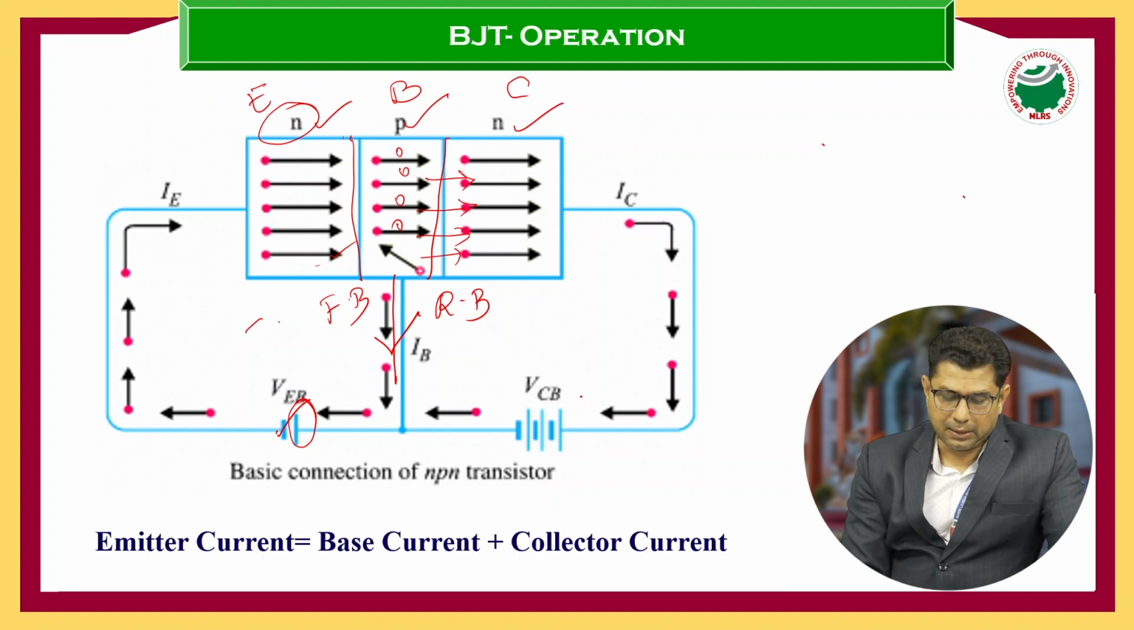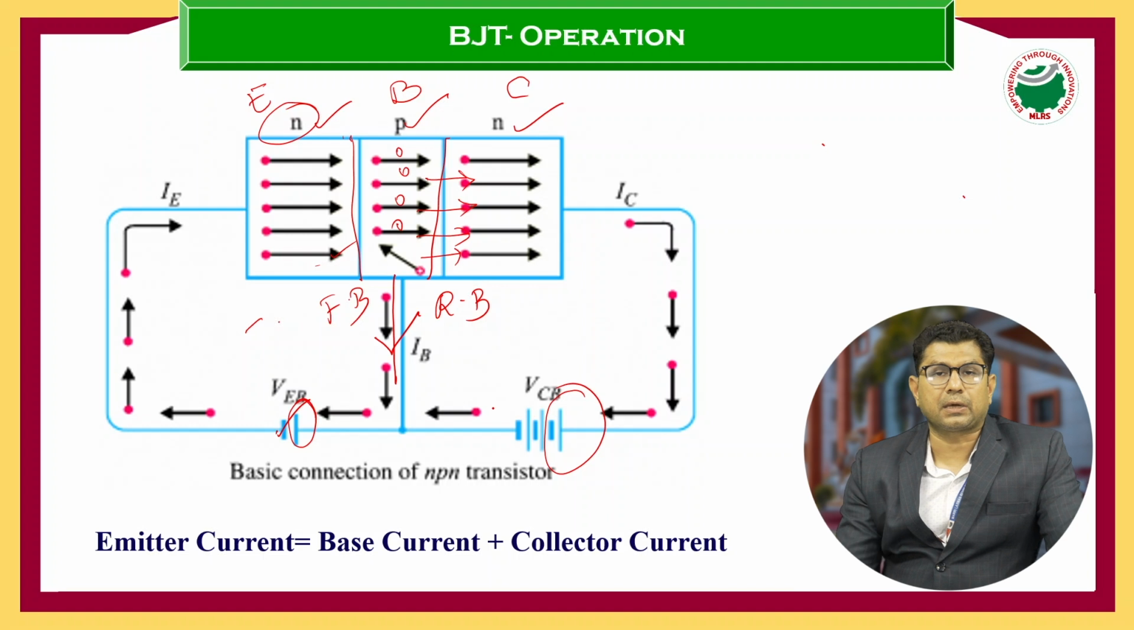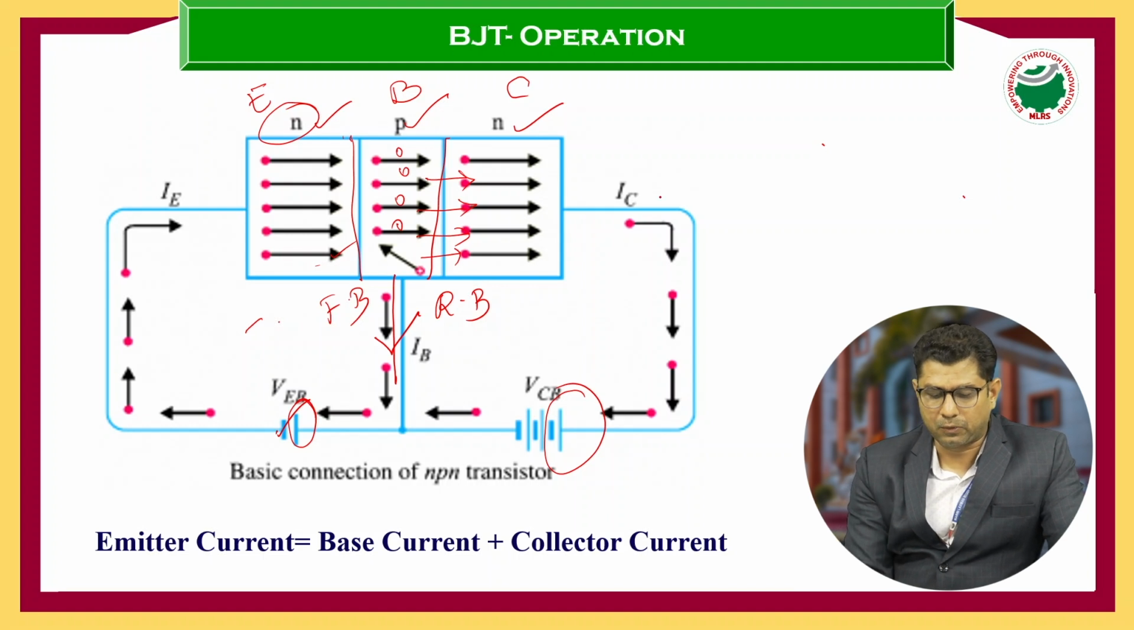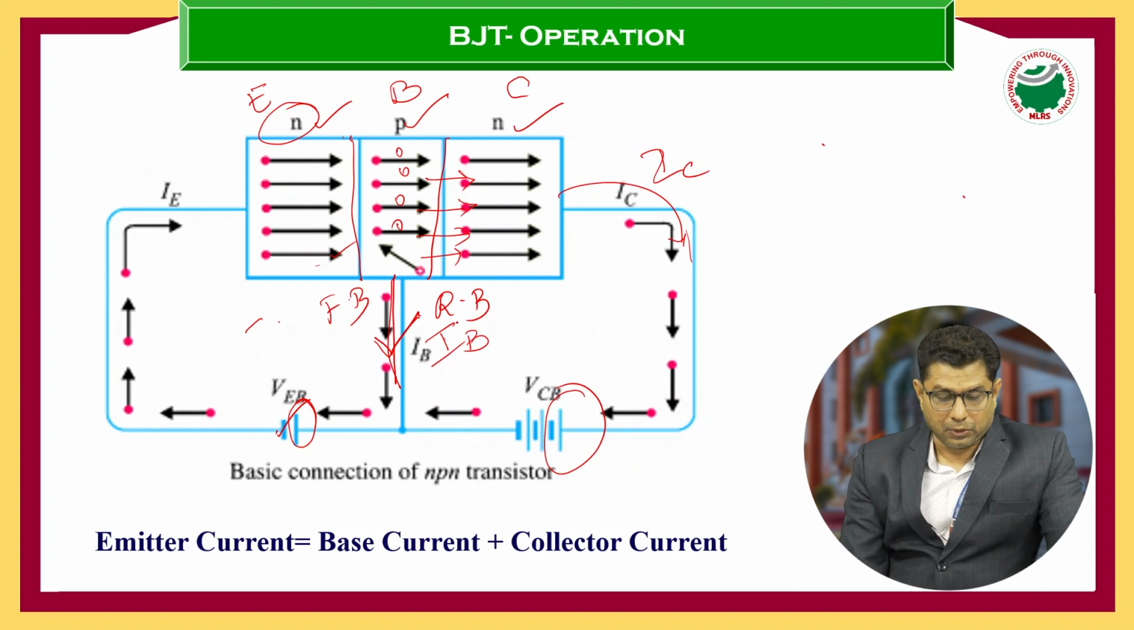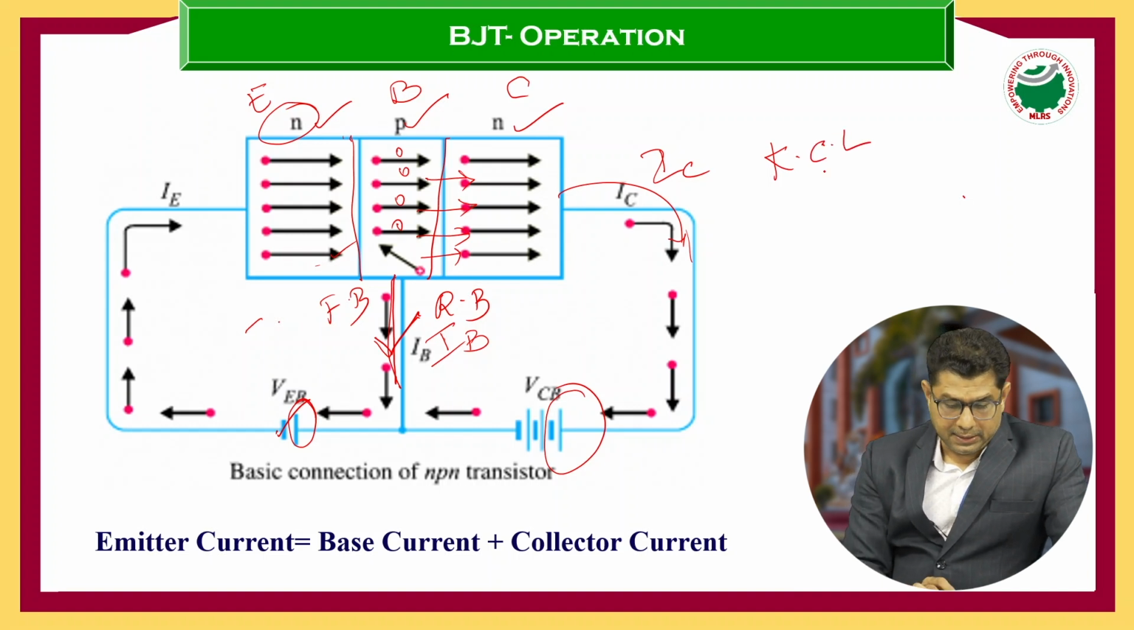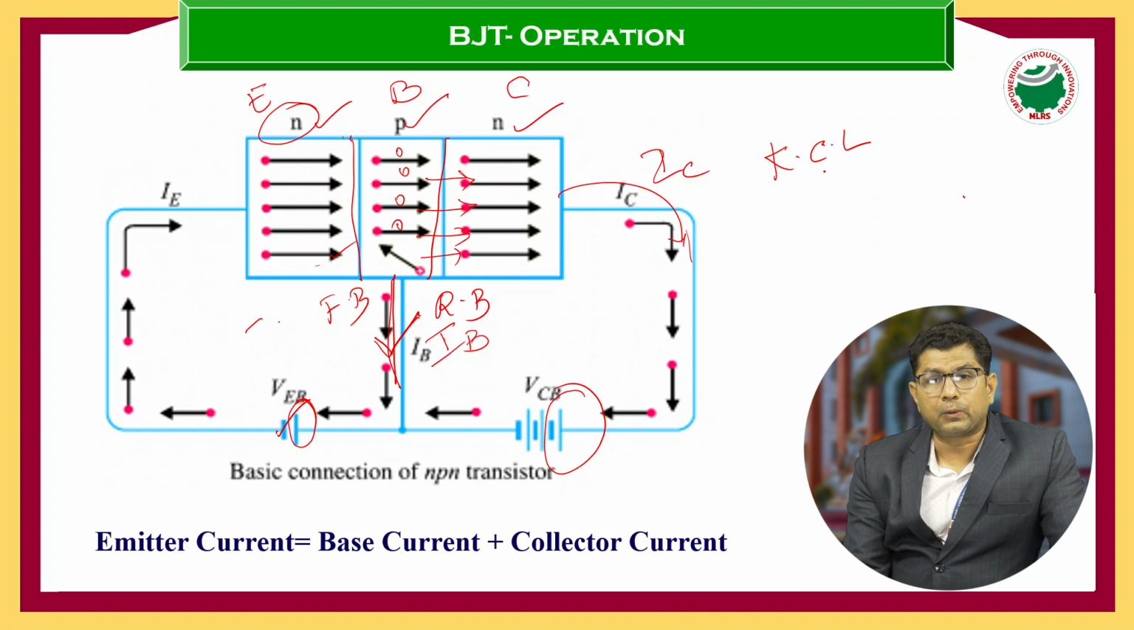Here the collector is connected to the positive terminal so these electrons will move in this direction and constitute a current IC. Whatever electrons are moving in this direction constitute a current IB. So here we can apply Kirchhoff's current law, KCL. According to KCL, the sum of the input currents is equal to the sum of the outgoing currents.